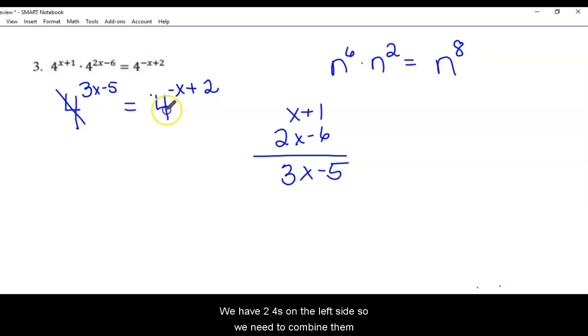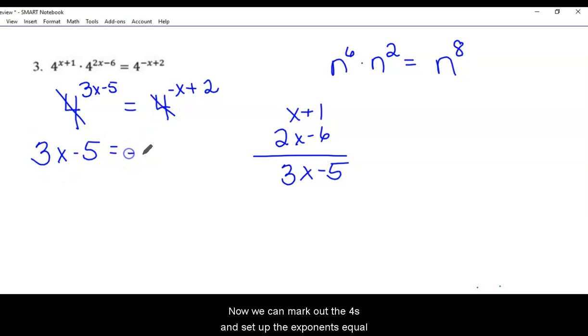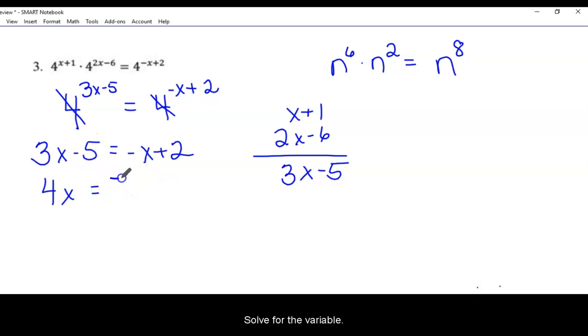So now we can mark out the 4s and set these up equal to each other. And then we'll solve for x. So I'm going to add x over here and add 5 here. Then divide by 4.